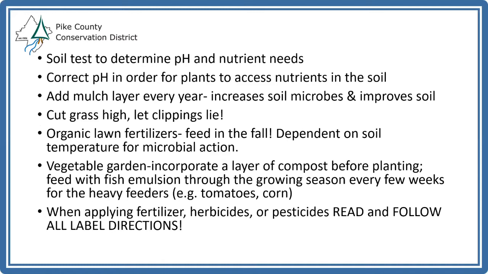So too much of a good thing results in runoff, algae bloom, and excessive vegetation in waterways. So how do we not do that? You're going to test your soil to determine the pH and its nutrient needs. There's no sense in putting fertilizer on something if it doesn't need it. You're going to correct the pH in order for the plants to be able to access the nutrients in the soil. And that could be by the addition of lime or sulfur, depending on which way your pH is.